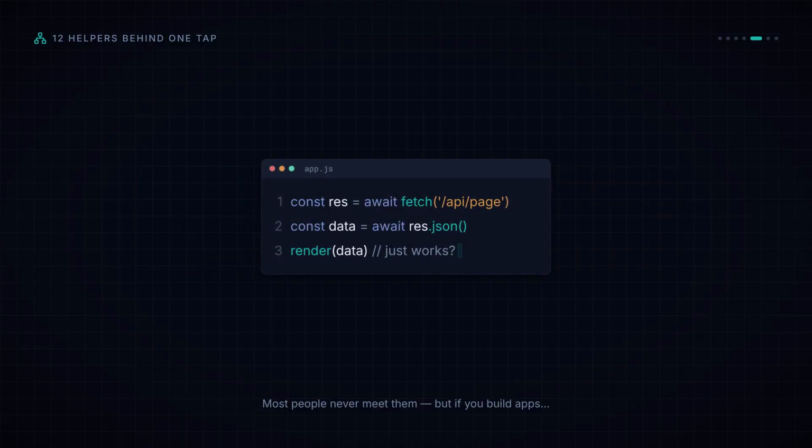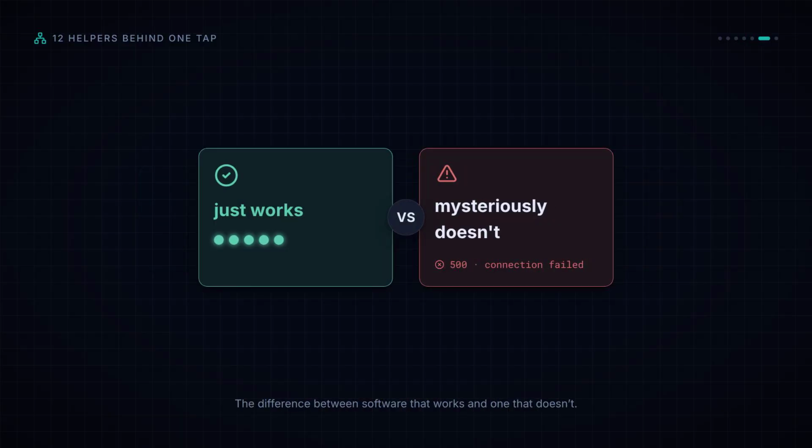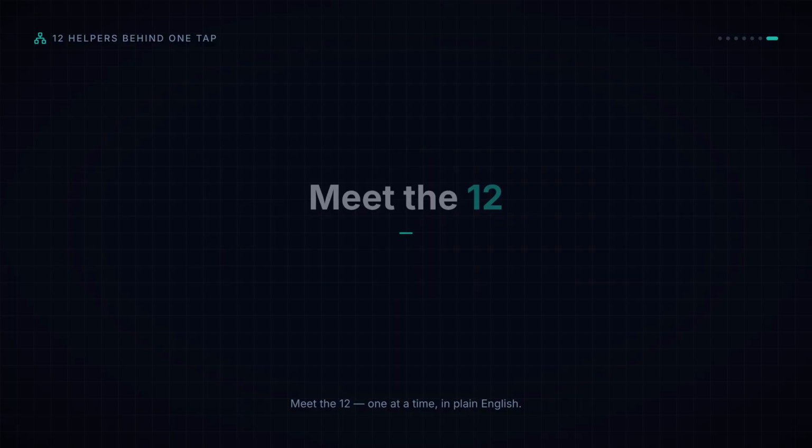Most people never meet them. But if you build apps, these 12 helpers are the difference between software that just works and software that mysteriously doesn't. So let's meet them, one at a time, in plain English.